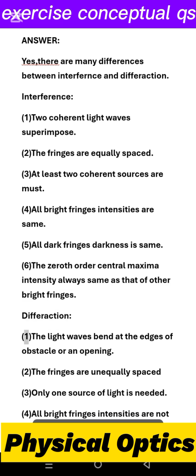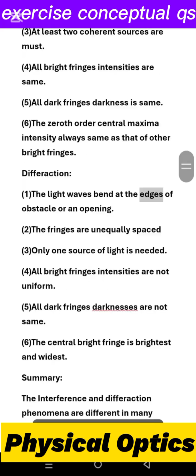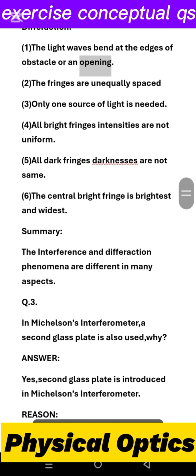Diffraction. 1. The light waves bend at the edges of an obstacle or an opening. 2. The fringes are unequally spaced. 3. Only one source of light is needed. 4. All bright fringes' intensities are not uniform. 5. All dark fringes' darknesses are not the same. 6. The central bright fringe is brightest and widest.